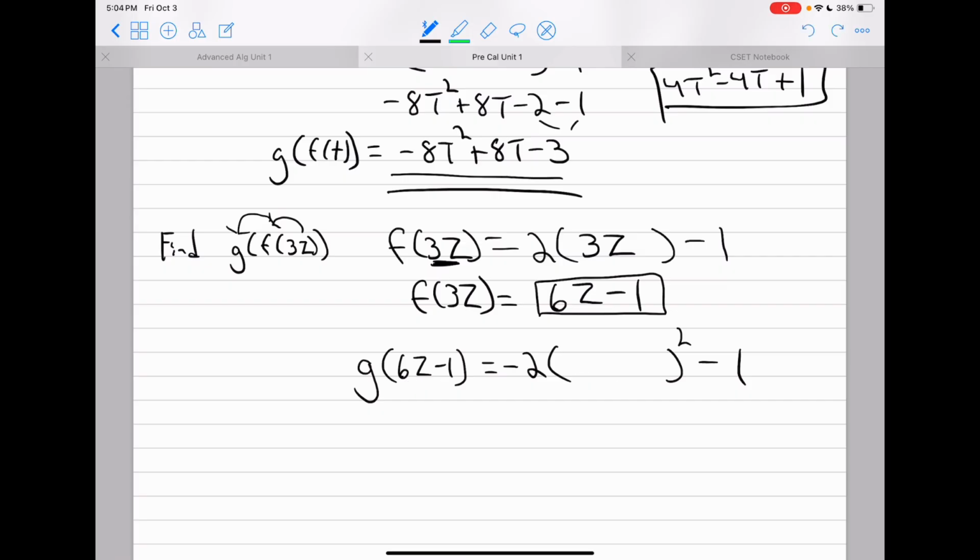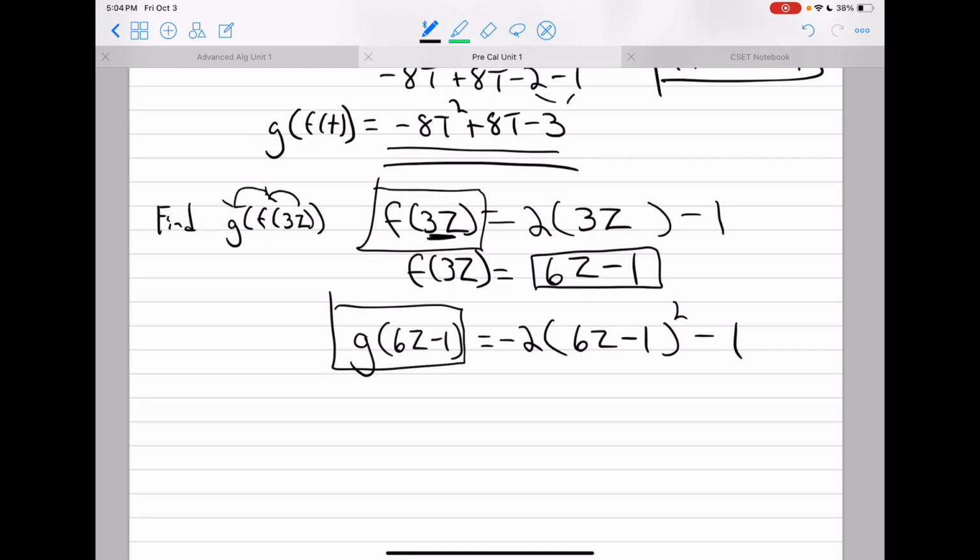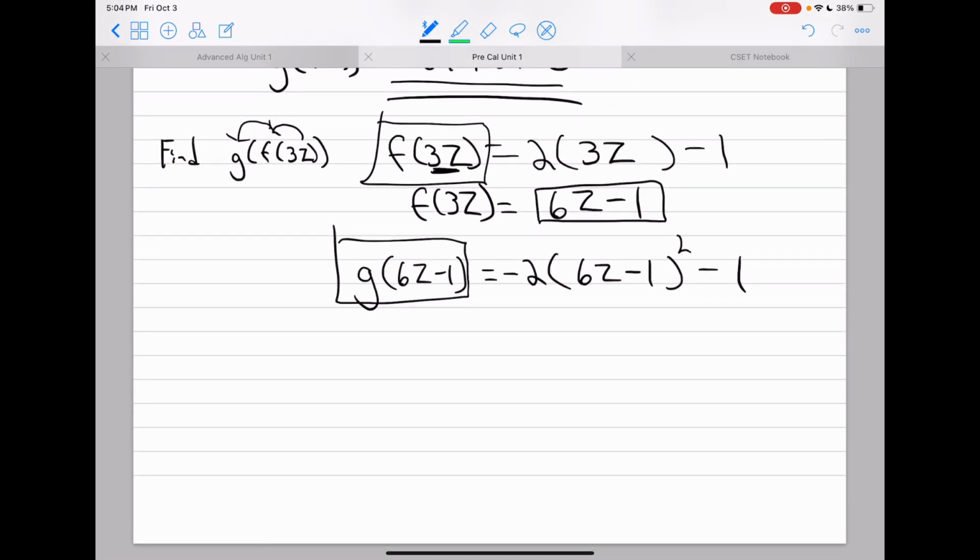So let's see. 6z minus 1. All right, I'm taking that and plugging it in for t in g. Notice how I'm labeling every part. Now I'm going to simplify this again. So again, I have 6z minus 1 squared. At this point, you should be like, all right, it's squared, so I have to draw the area model, 6z minus 1, 6z minus 1.